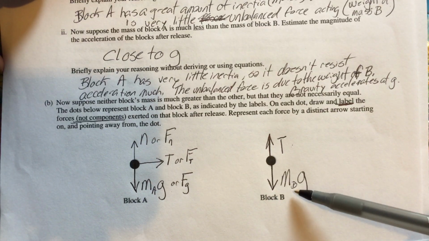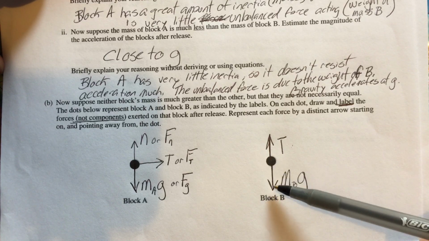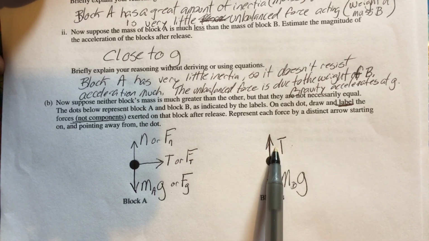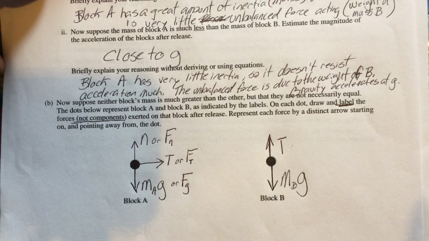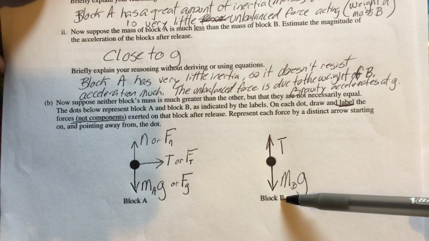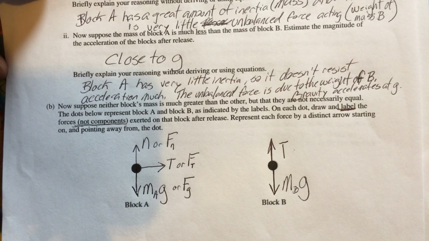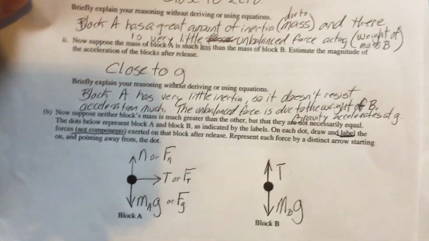For block B, I did draw my tension a little shorter than this one. And if they did have a grid, I would make this tension equal to this tension. But again, they don't have a grid, so I don't really have to worry about my relative size as much. On block B, there's only tension up and gravity down. Okay, moving on.